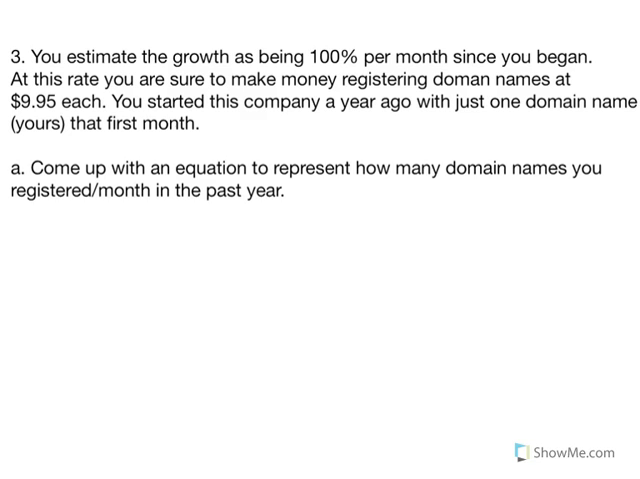Okay, so we need a model. All right, so we got to think. First of all, they tell us 100% per month, that's our growth. So to find our growth factor, we take 1 plus the percent increase. So my growth factor is 2. Basically, you're doubling, right? It's doubling every month if you're growing by 100%. So I know my growth factor, my GF, is 2.